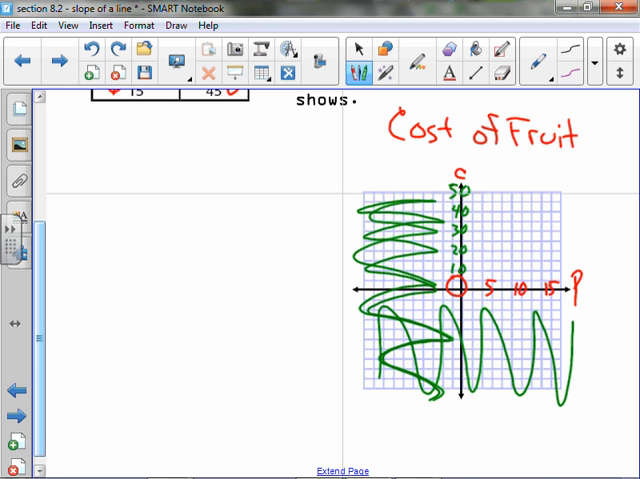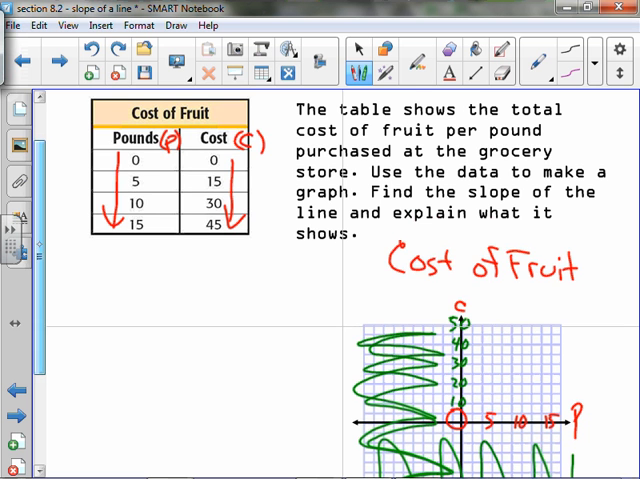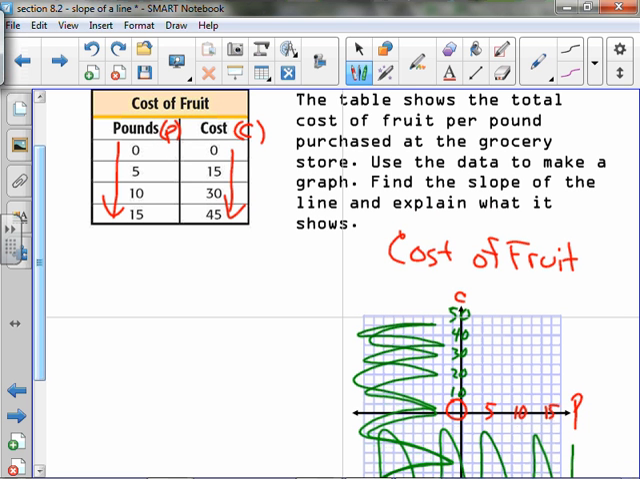Now what I'm going to do is plot my points. I have 0, 0 as 1 point, so I'm going to plot in blue. There's 0, 0. I have 5, 15. So I go over 5, up 15 to get to 5, 15. There's another point. I have 10, 30. I go over to 10, up to 30. That's right here. And then finally 15 and 45. Go over 15, up 45. And there I have it. And I'm going to connect this with a line.